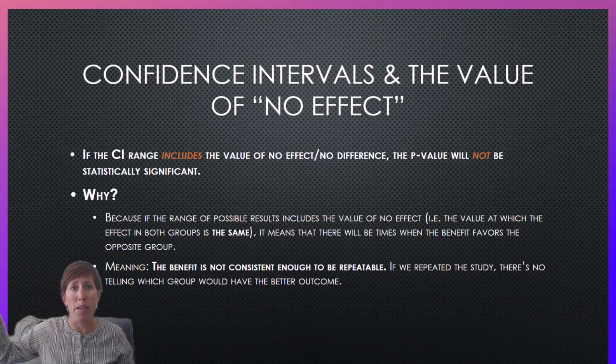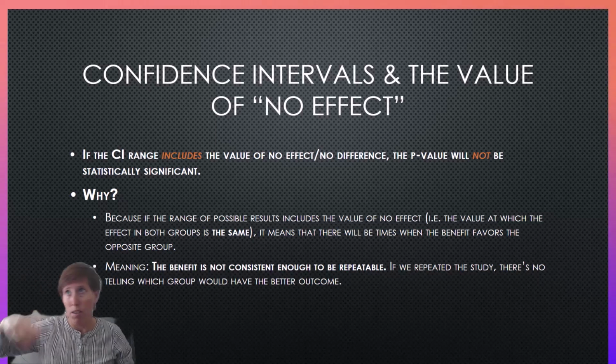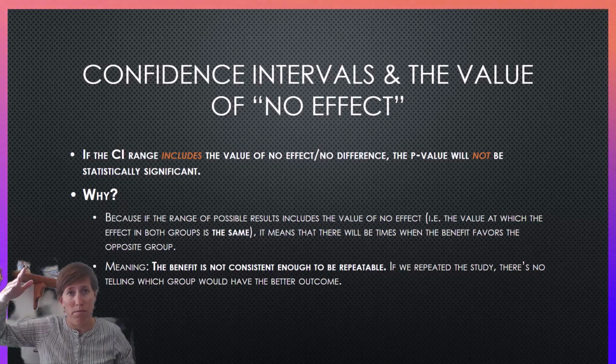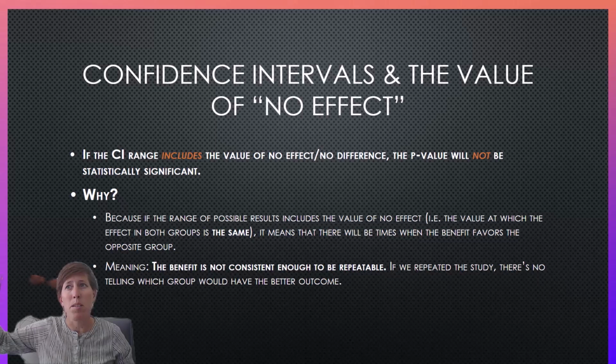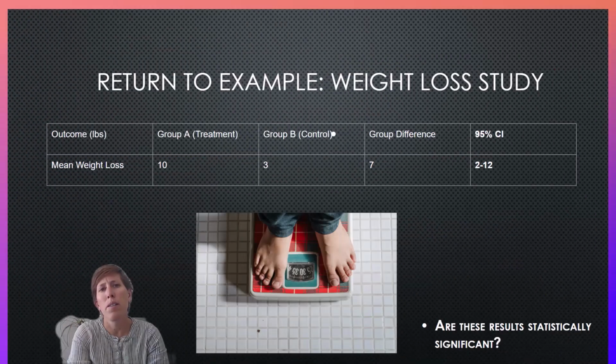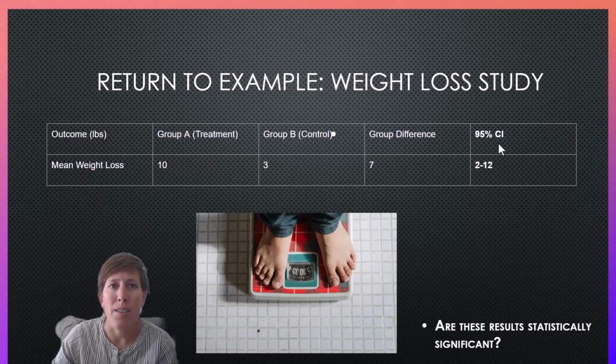So if I go and repeat the study tomorrow and 100 other times, there's no predicting which group will have a better outcome. Looking at our simple example of the weight loss study, our CI is 2 to 12.